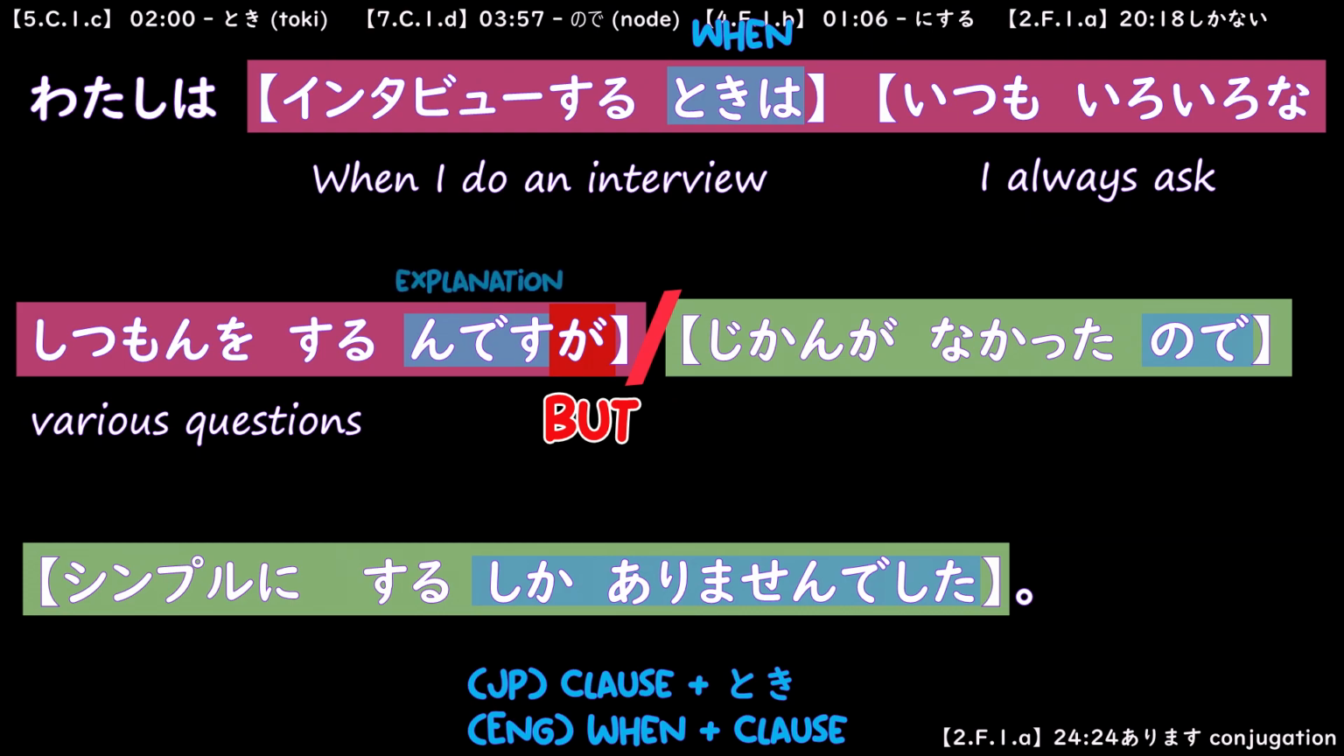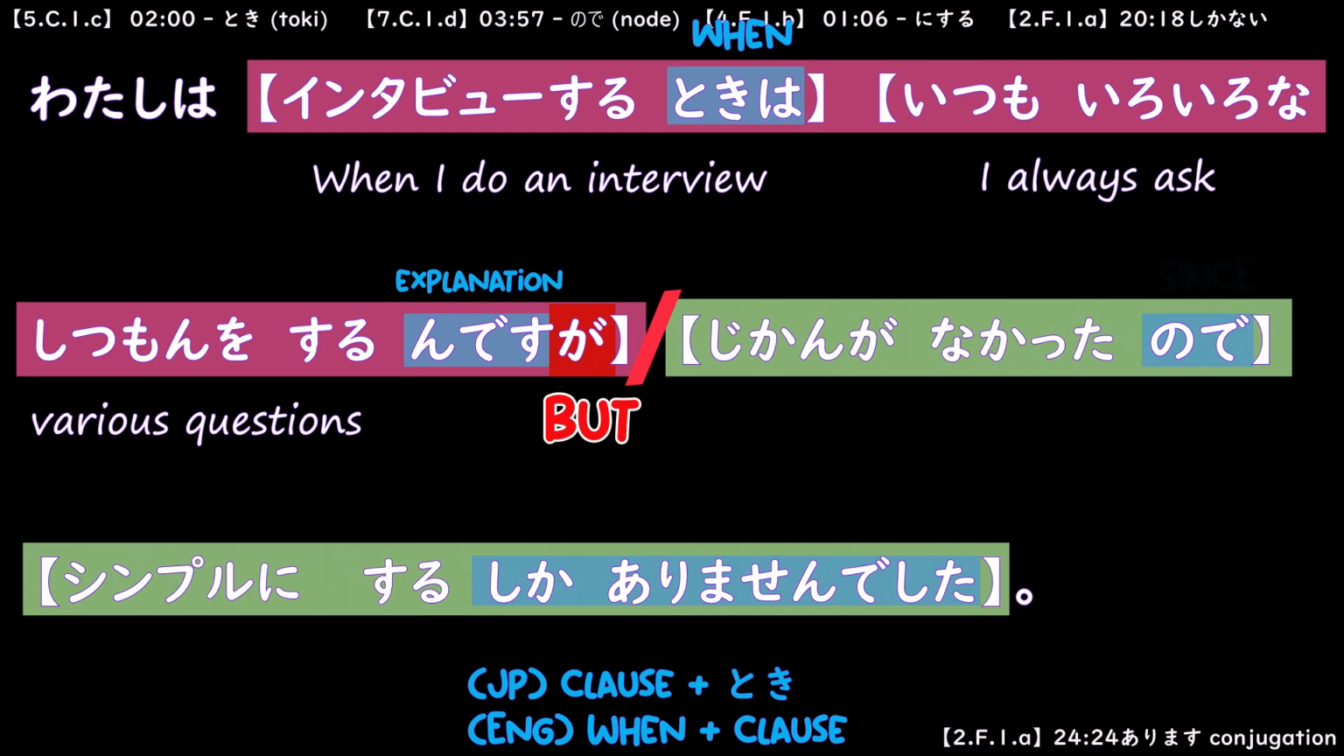So the んです gives an explanatory feel to the previous clauses, the first part of the sentence, and then が, so "but." And we get to the second part. Same thing as the first part.